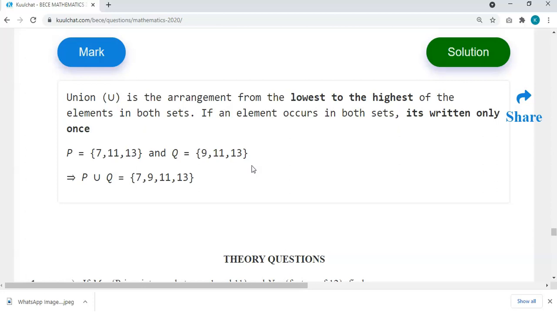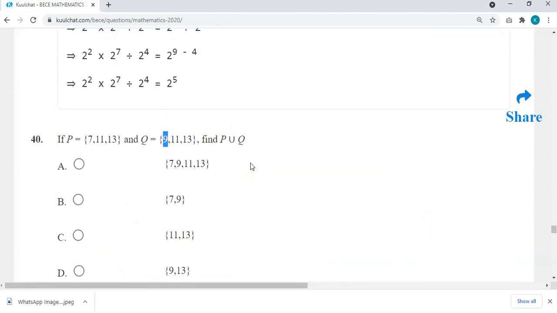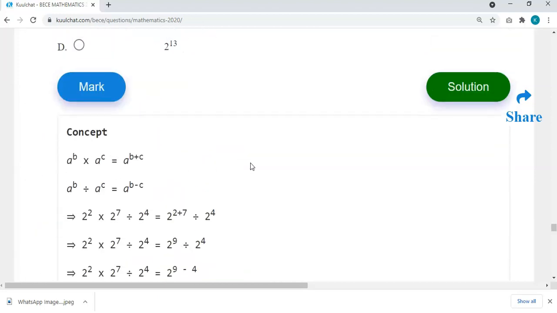Okay. So that is it for part 2 of the 2020 Mathematics B.E.C.E solved questions. So we will continue with part 3, which is the first 3 parts of section B. Then the 4th video is going to be questions 4 to 6 of section B.